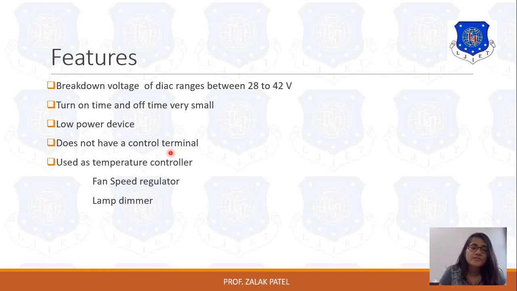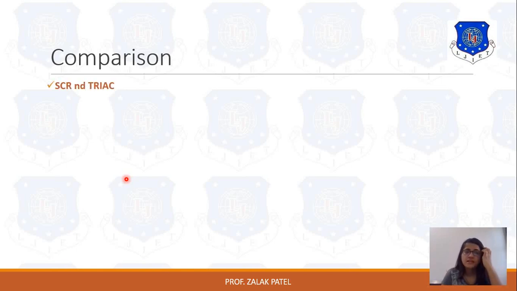These are the applications: it can be used as a temperature control, as a speed controller, and as a lamp dimmer. Now let's see the comparison of various power devices. First of all, we see SCR and TRIAC. Comparison between SCR and TRIAC.